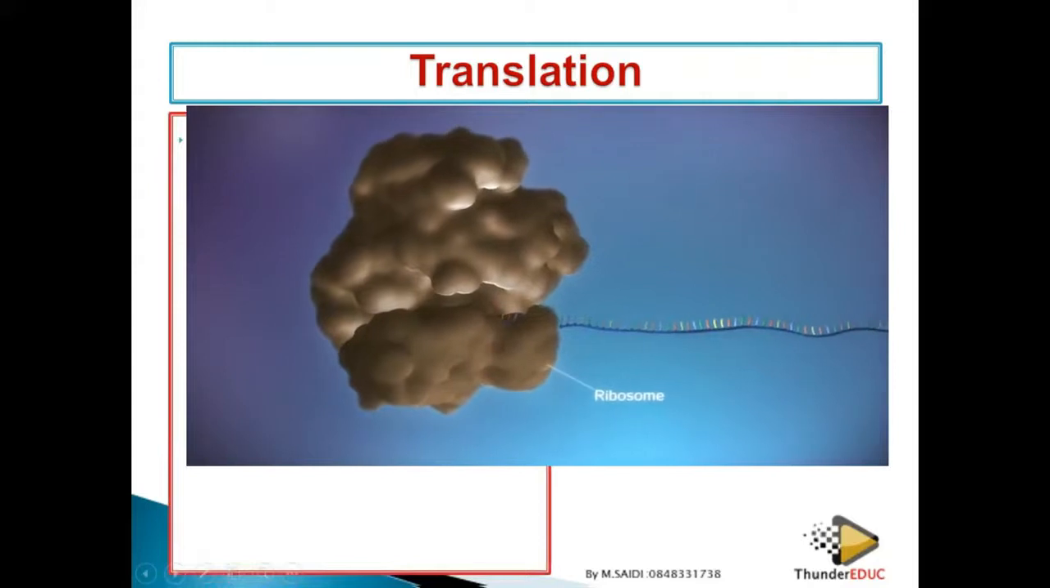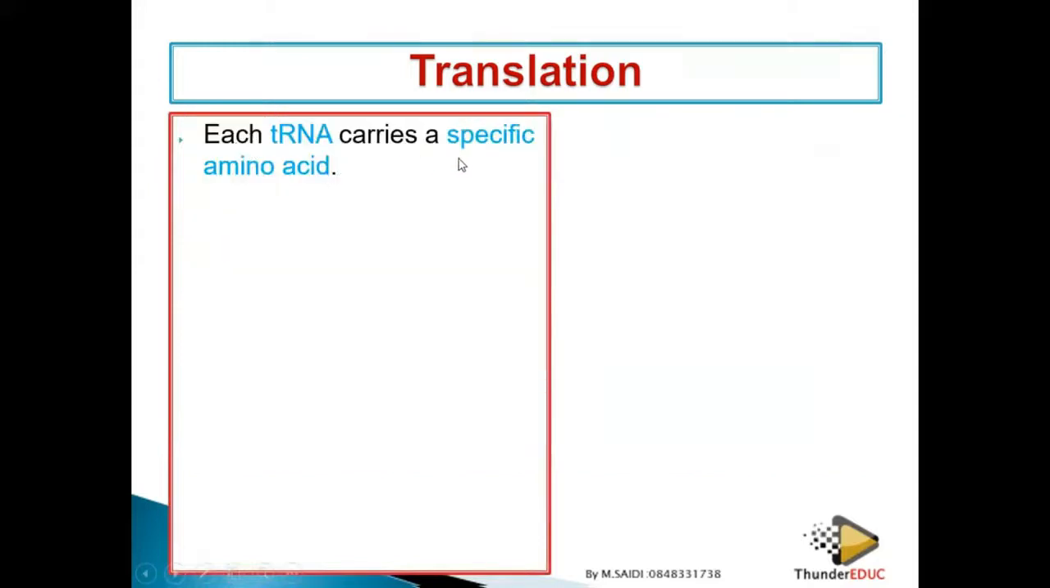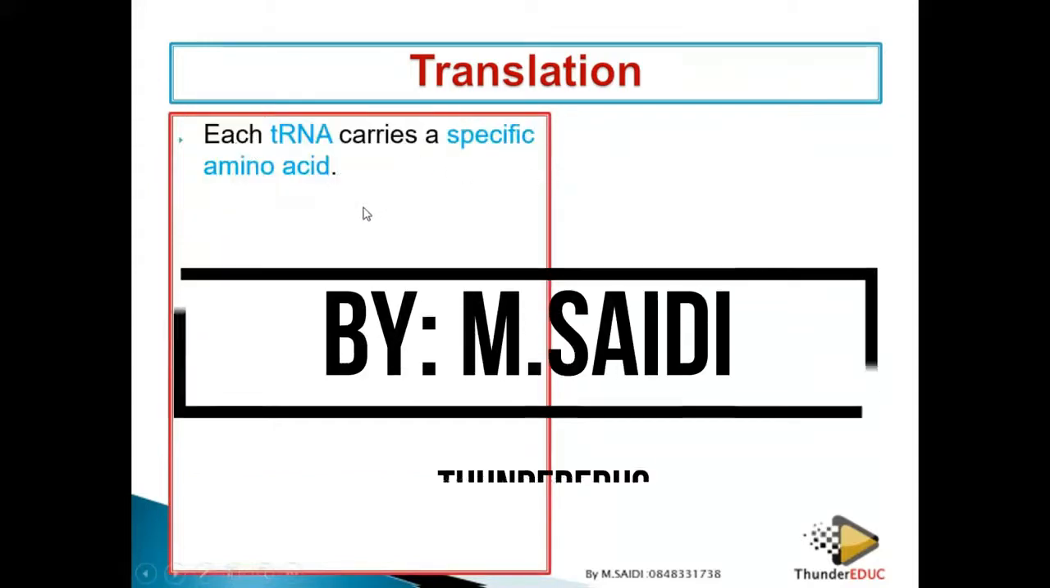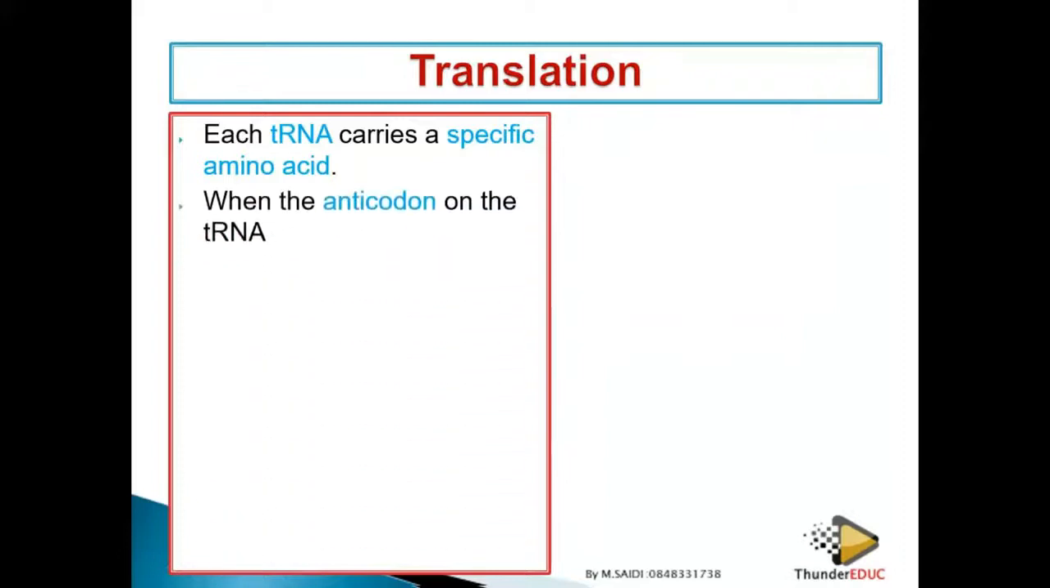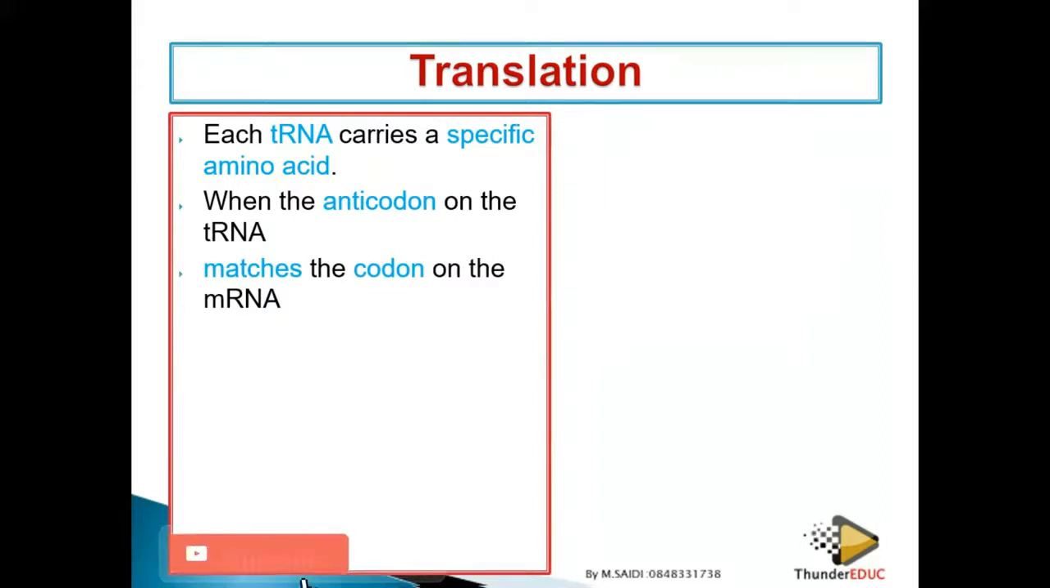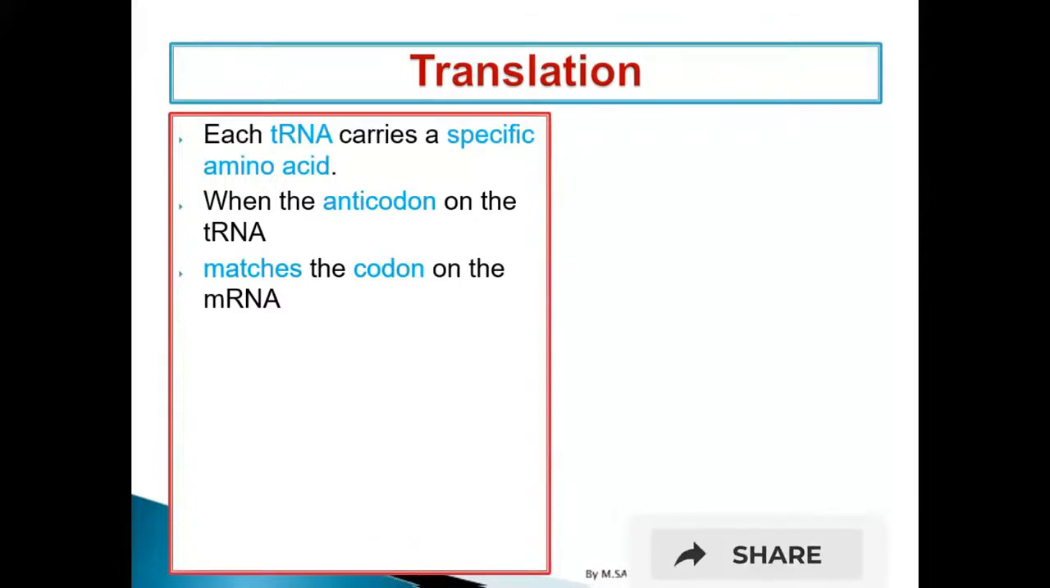Number one, each transfer RNA carries a specific amino acid. It means that it has 3 bases. These 3 bases code for a specific amino acid. These bases are called anticodons. The anticodons on the transfer RNA match the codons on the messenger RNA. So the 3 bases on DNA, we call them codes. The 3 bases on the messenger, we call them codons. The 3 bases on the transfer RNA, we call them anticodons.